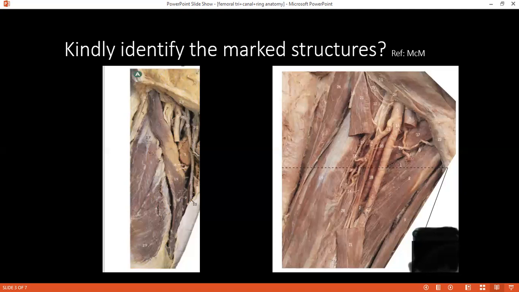Right. All right. You told me sartorius also forms one of the boundaries of the adductor canal. What is the adductor canal and where is it located? The adductor canal is a muscular compartment located around the middle third of the thigh along the medial aspect. It extends from the tip of the femoral triangle. The roof is formed by the sartorius. The lateral border is formed by vastus medialis, and the posterior border is formed by the adductor longus and adductor magnus. Okay. Right. We'll move on.